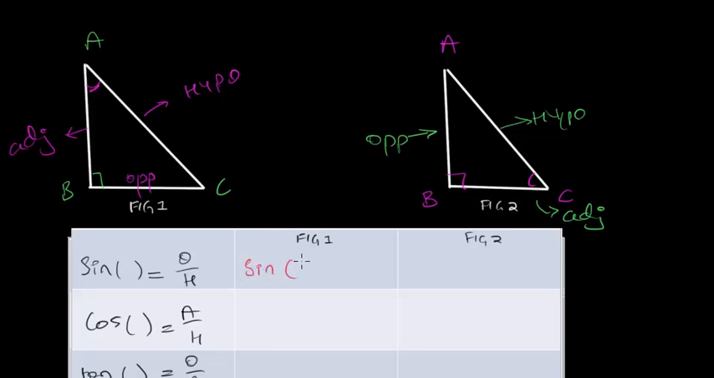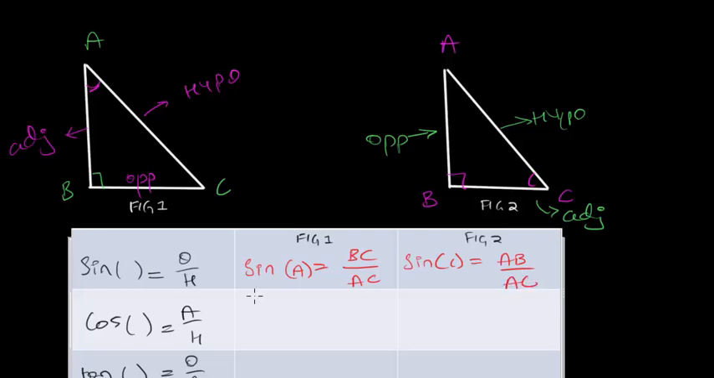If I take sine of angle A, with respect to angle A, the opposite side is BC. So in the numerator, BC comes, and in the denominator, it's the hypotenuse, so AC comes. So with respect to angle A, the sine function is BC by AC. Sine C: with respect to angle C, the opposite side is AB, while the hypotenuse is AC.